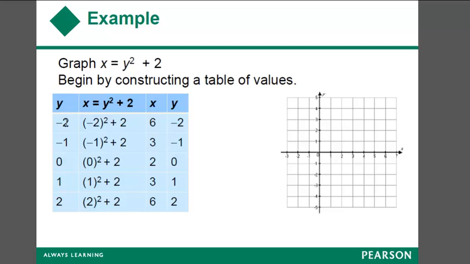So I'm going to put negative 2 in place of y. Negative 2 squared is 4, plus 2 is 6. So my ordered pair is actually 6, negative 2. And I do the same thing. And I have the ordered pairs 6, negative 2, 3, negative 1, 2, 0, 3, 1, 6, 2.